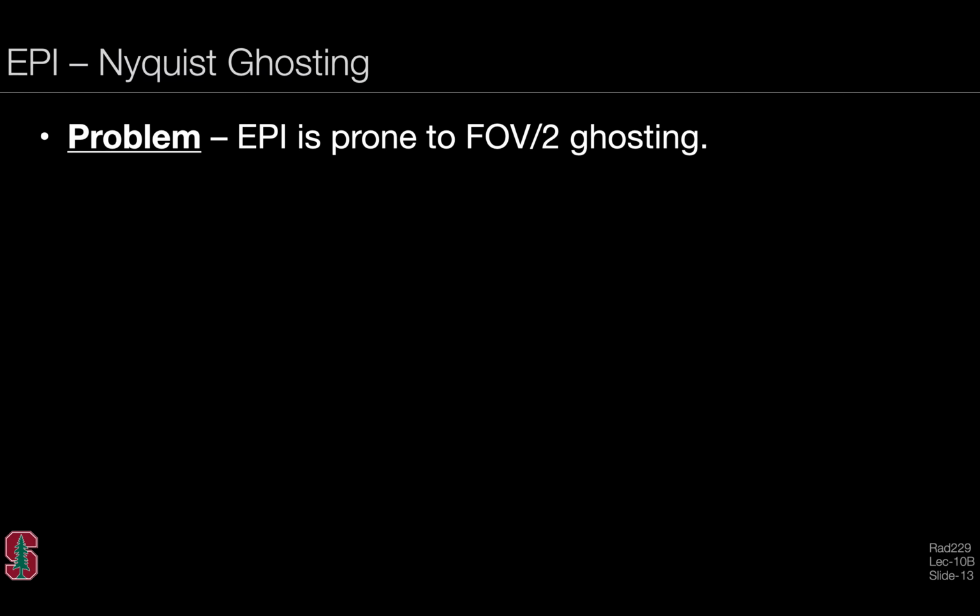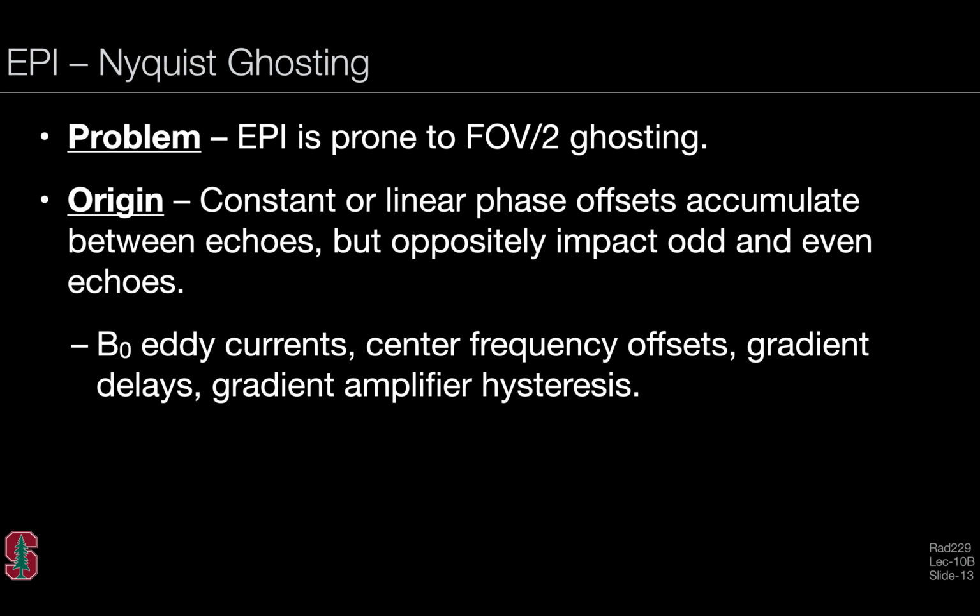Let's think about another artifact which is also very common in echoplanar imaging, which is Nyquist ghosting. The problem is EPI is prone to field of view over 2 ghosting. The origin generally arises from constant or linear phase offsets that accumulate between echoes, but they oppositely affect the odd and even echoes, again, because we're changing the directionality of the readout for the odd and even echoes in the EPI trajectory.